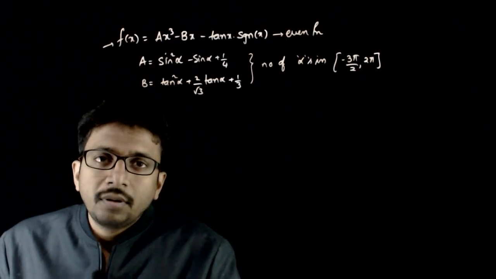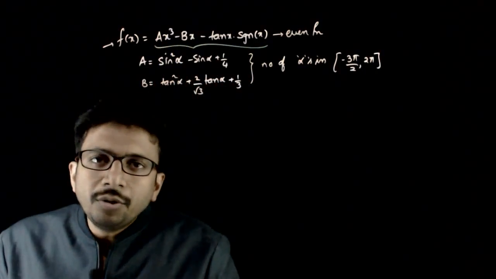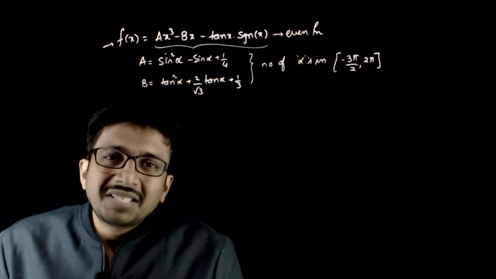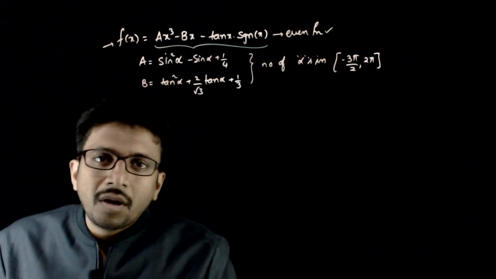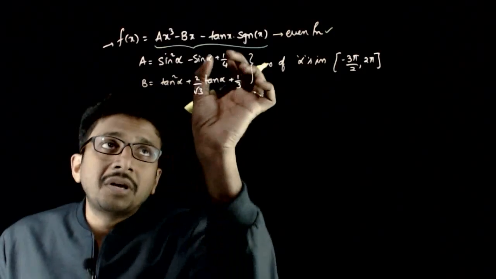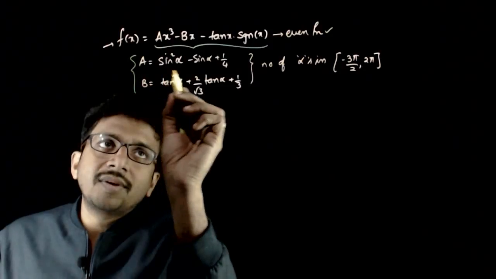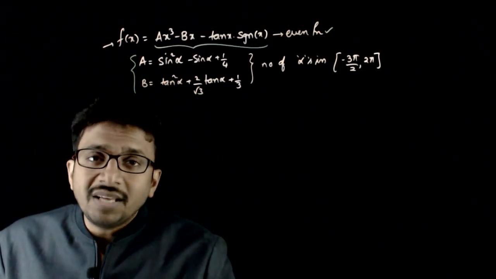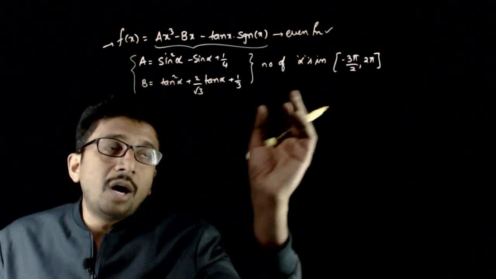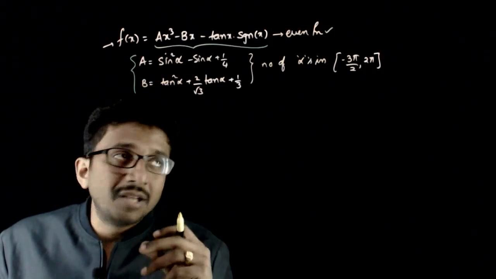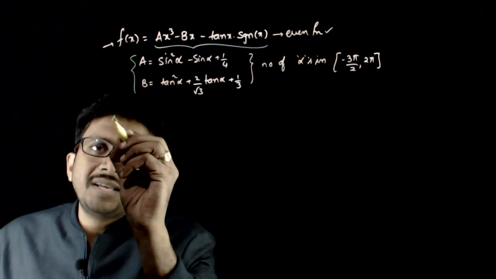So welcome students. In this question you're given that f of x is ax cube minus bx minus tan x times signum x. You're given that this is an even function for all x belonging to real numbers minus odd multiples of pi by 2. And a is given as sin square alpha minus sin alpha plus 1 by 4, and b is given as tan square alpha plus 2 by root 3 tan alpha plus 1 by 3. If that is so, how many values of alpha are possible in the interval minus 3 pi by 2 to 2 pi? So how do we analyze this question?